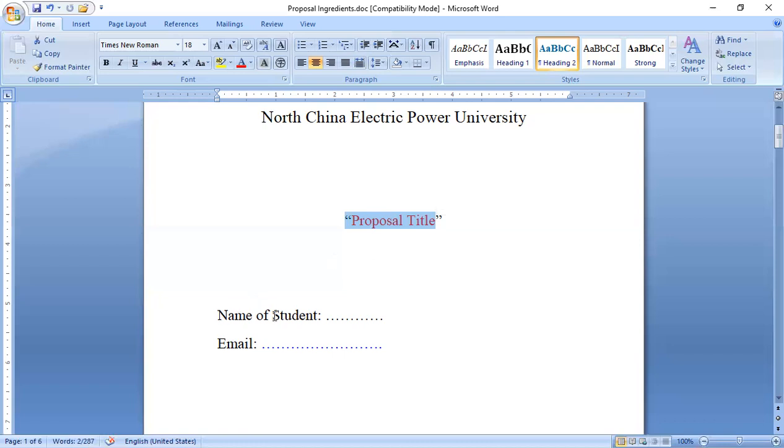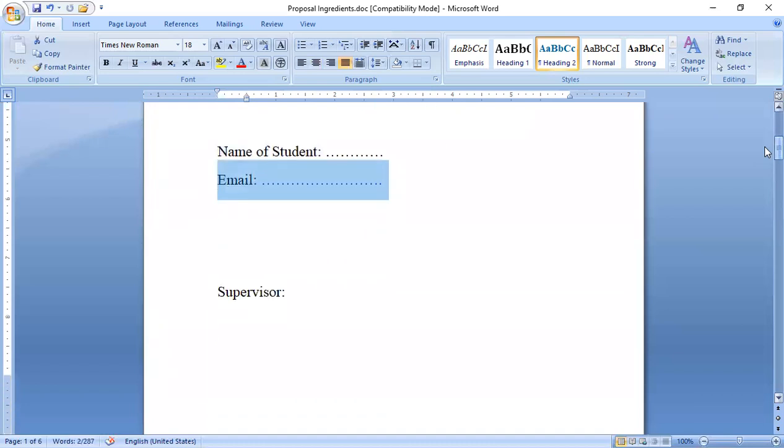And then you can write over here the name of the student. Definitely, you can write your own name and your email ID, and if you have any supervisor, like if someone is willing to work with you or willing to take you as a student under his kind supervision, you can write the name of the supervisor over here.